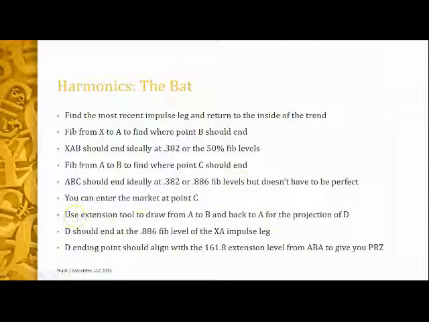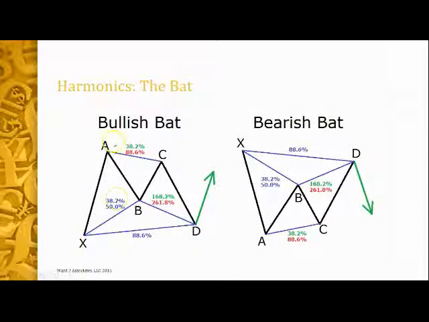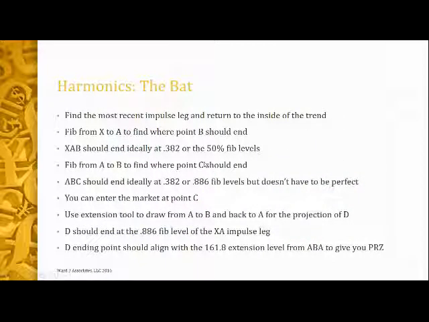You use the extension tool and fib from A to B back to A for the projection of the D. So you fib from A to B back to D on the bullish, fib from A to B, back to A on the bearish. Your D should end at the 886 fib level of the XA impulse leg. D ending point should align with the 1618 extension level from the ABC to give you the PRZ.